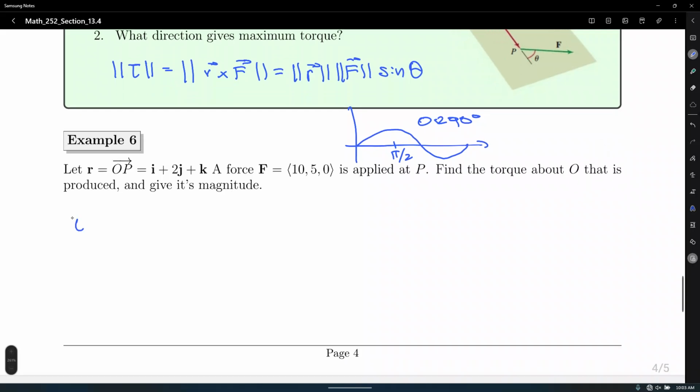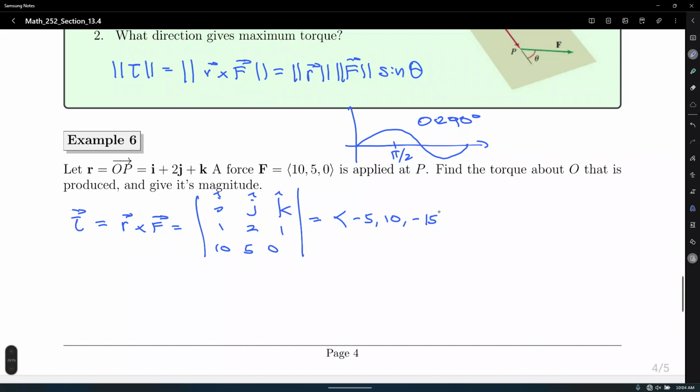So the torque, which is a vector, is R cross F, right? That'll be the determinant with i, j, k. The R first is 1, 2, 1, and the force is given by 10, 5, 0, and the result for this cross product equals -5, 10, -15.